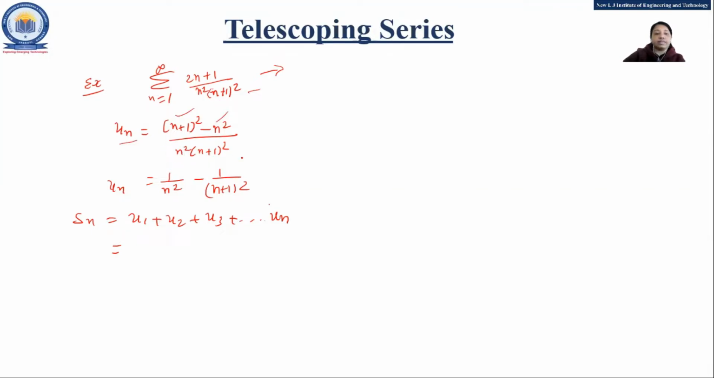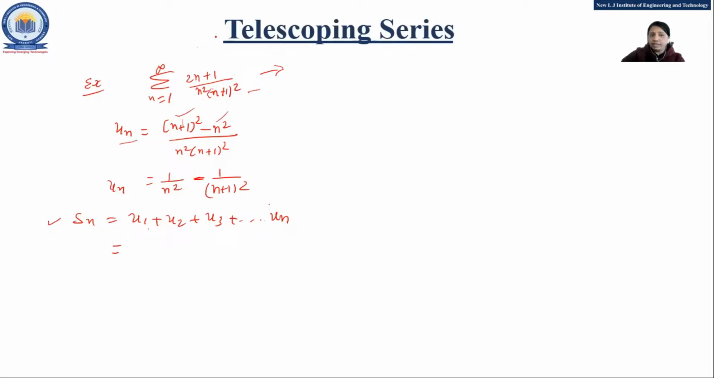So it is n square, and we are having the answer 2n plus 1. Now just write down all the terms separately: n plus 1 square upon n square into n plus 1 square. That n plus 1 square is supposed to cancel out. So we will be having 1 upon n square minus 1 upon n plus 1 square. Now the sum of n terms can be written as u1 plus u2 plus u3 up to un.